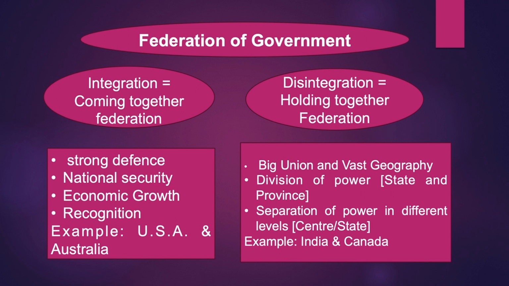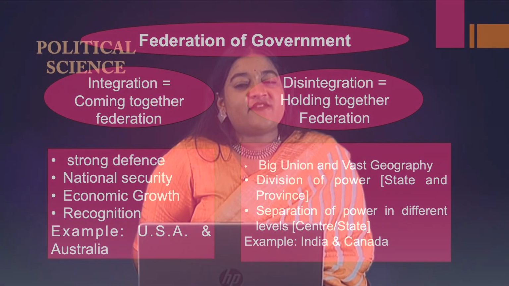By the term coming together, it is very evident that when certain different states willingly decide to come together and form an alliance, that is, form a federalism. And holding together means that they did not earlier want to come together, but have been held by a certain authority to bring them together and keep them holding on to it. So, these are two concepts.